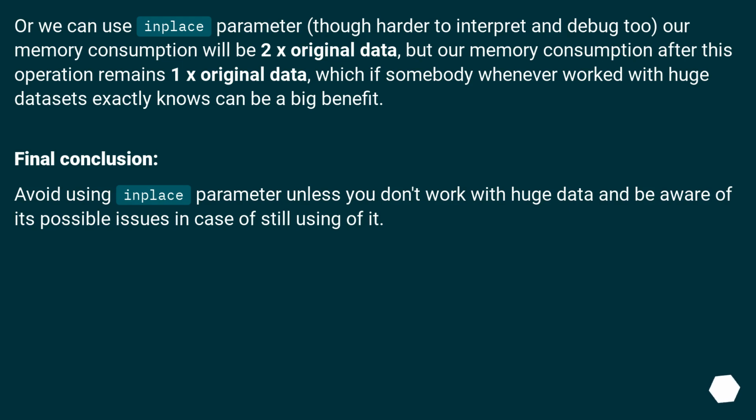Or we can use the in-place parameter, though harder to interpret and debug too. Our memory consumption will be 2x original data during the operation, but our memory consumption after this operation remains 1x original data, which, if somebody who never worked with huge datasets exactly knows, can be a big benefit. Final conclusion. Avoid using in-place parameter unless you work with huge data, and be aware of its possible issues in case of still using it.